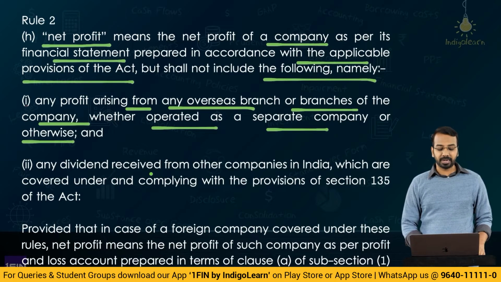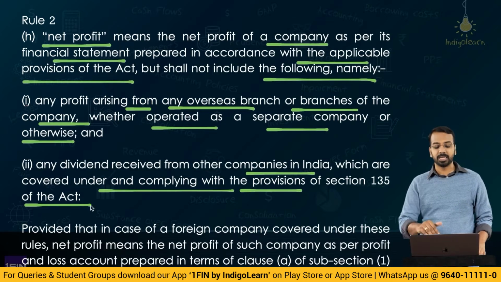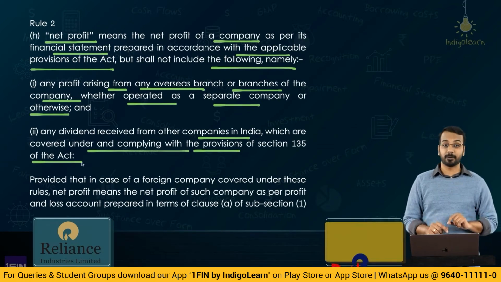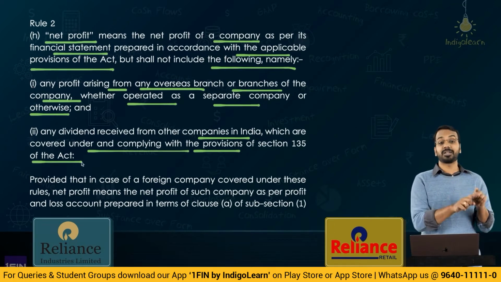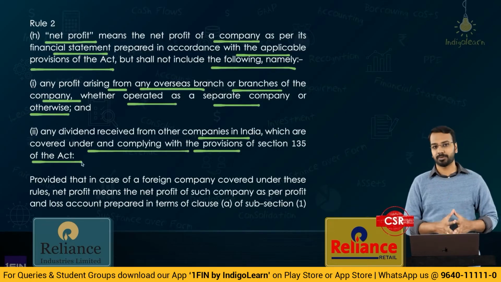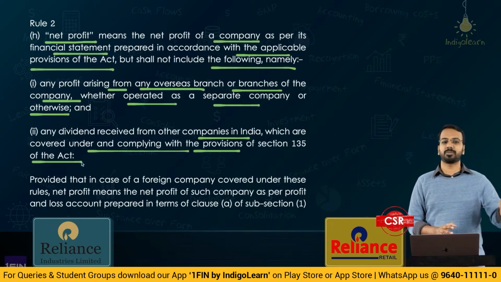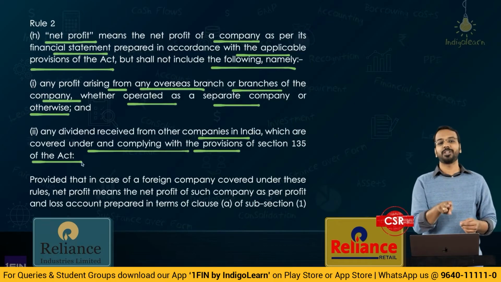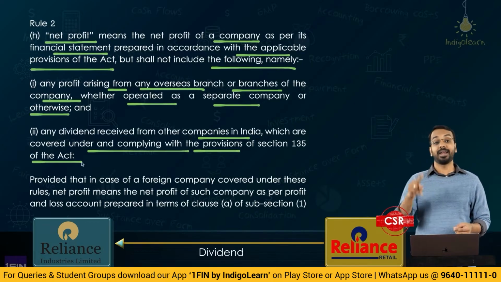And any dividend received from other companies in India which are covered under and complying with the provisions of section 135 of the Act, even that will be excluded. Say for example, we have Reliance Industries and Reliance Retail. Reliance Retail is covered under section 135, they have to comply with CSR provisions. So, they would comply with CSR provisions. Now, whatever is the profit earned, out of that profit, some amount would be paid as dividend to Reliance Industries, and Reliance Industries will take that as income in its profit.